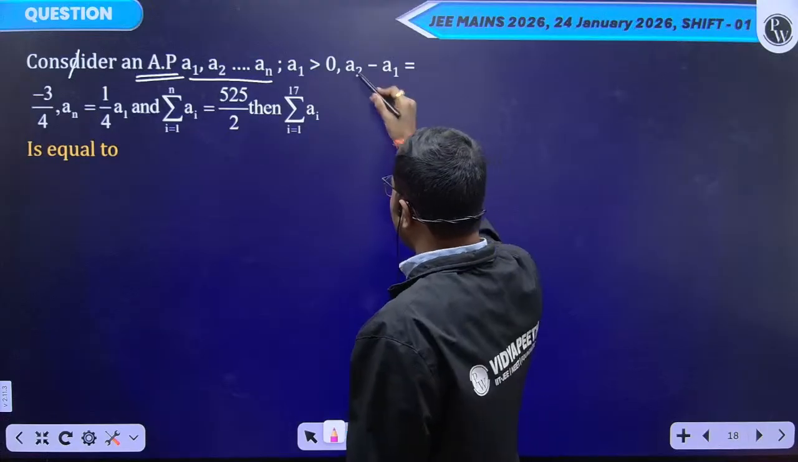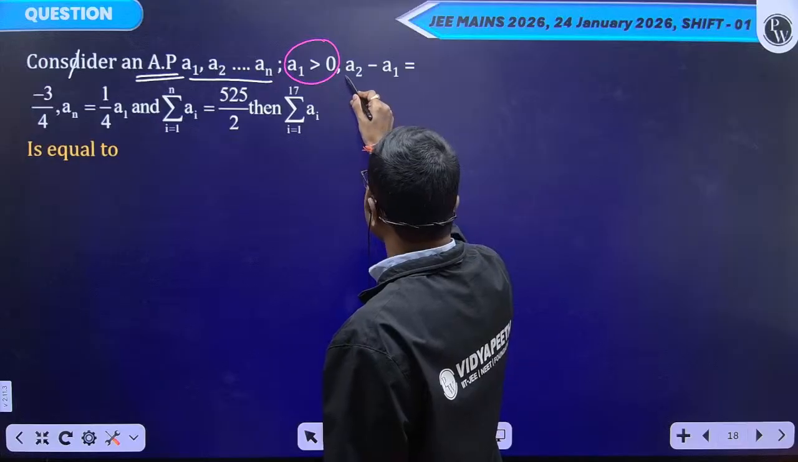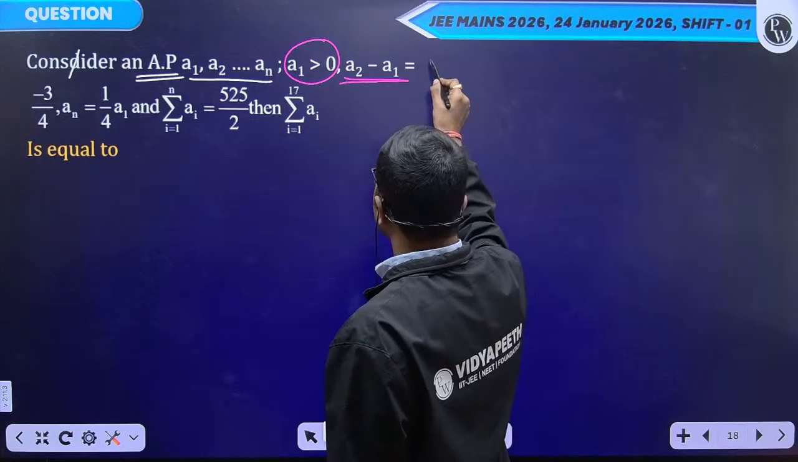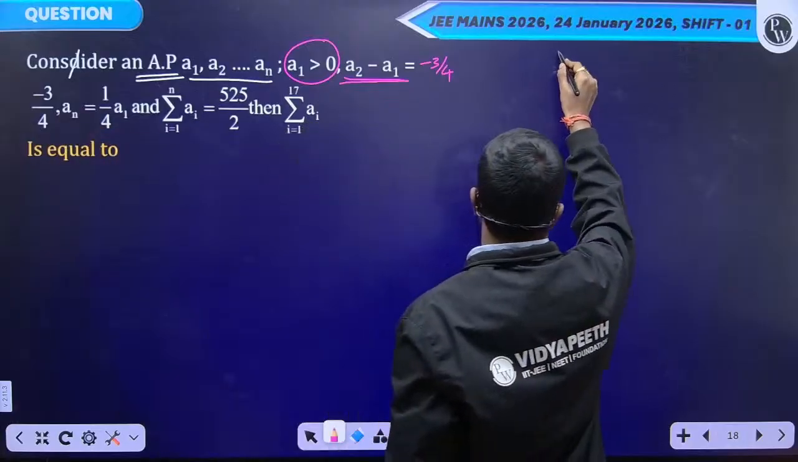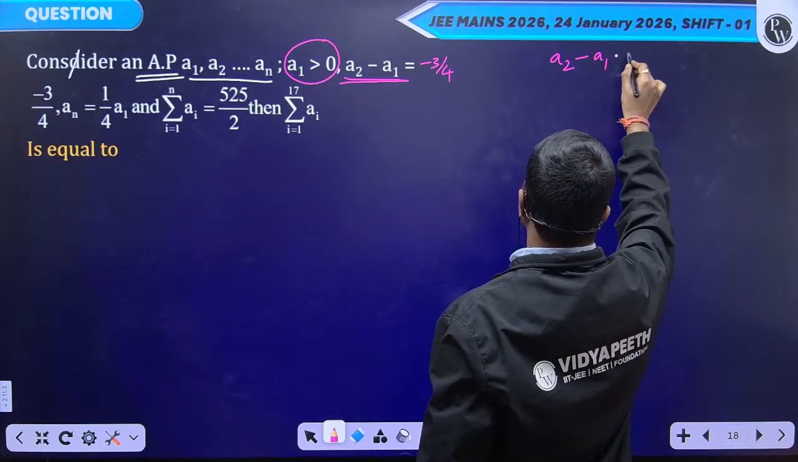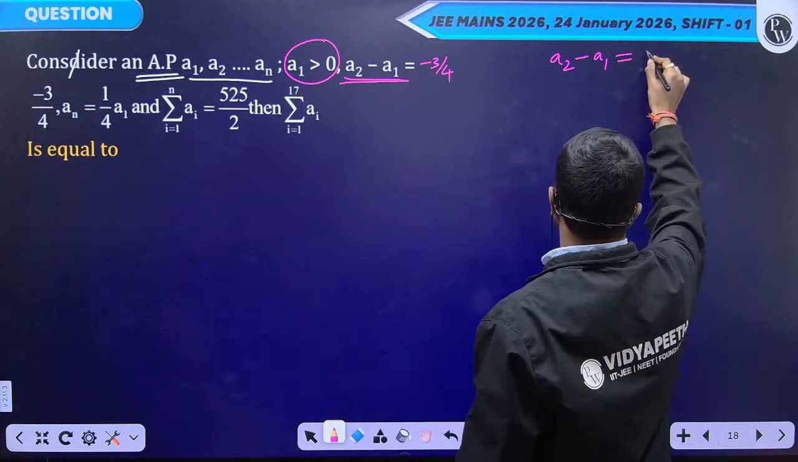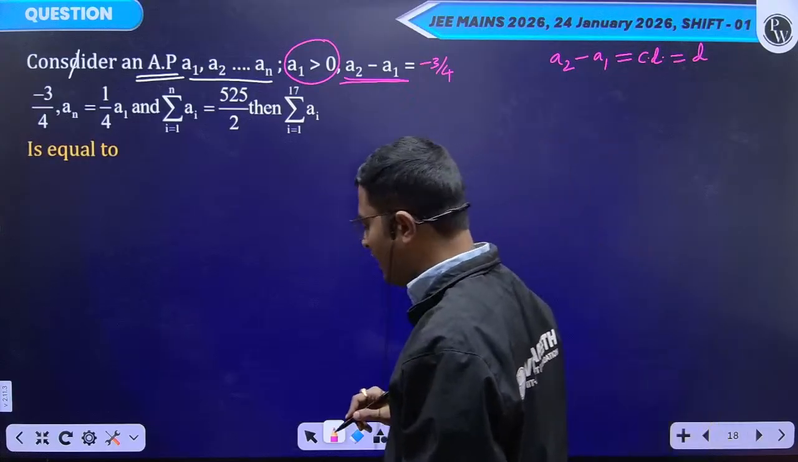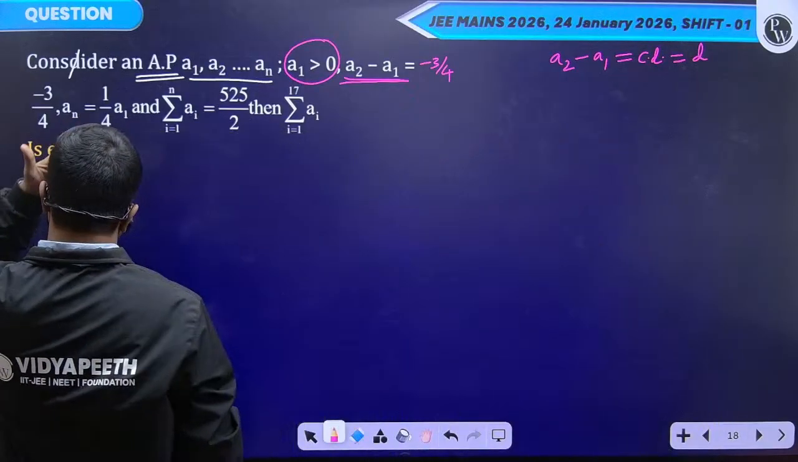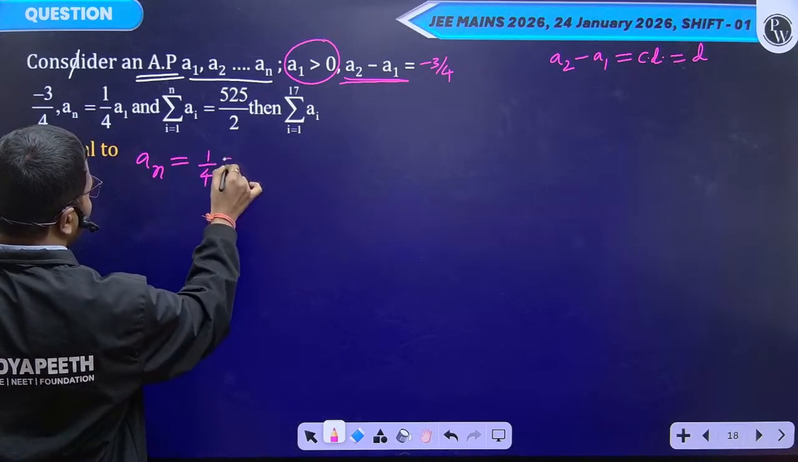Most probably this information will be useful. A1 is positive and A2 minus A1 is equal to minus 3 by 4. It is given here, minus 3 by 4, and we know what A2 minus A1 is. What is second term minus first term, or third term minus second term, or fourth term minus third term? That is our common difference. So let us call it a small letter d. And also one more piece of information is given. AN, that is nth term, is 1 by 4 A1.